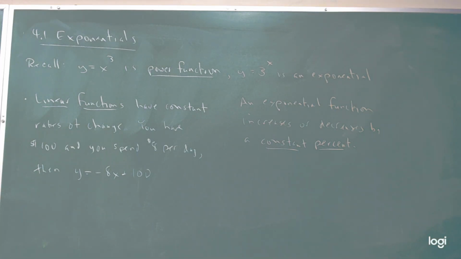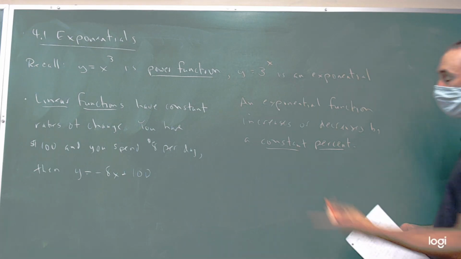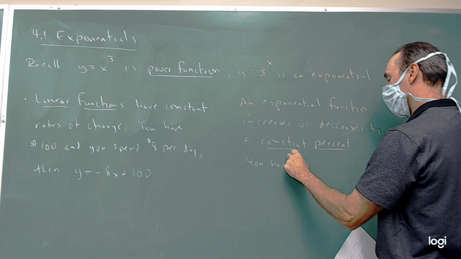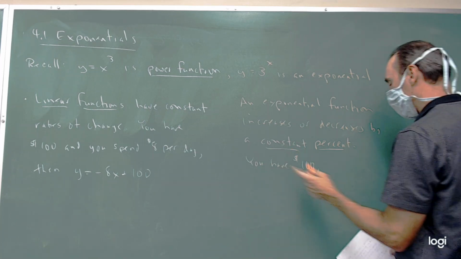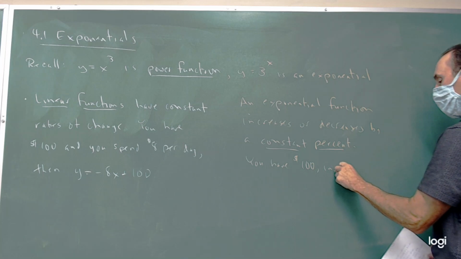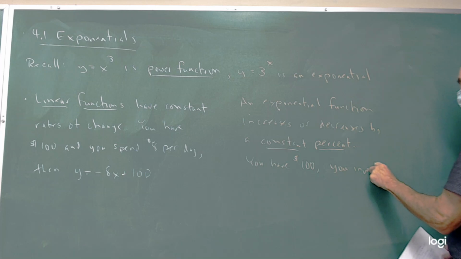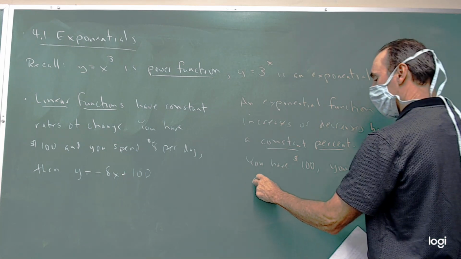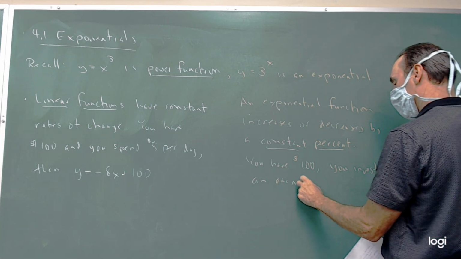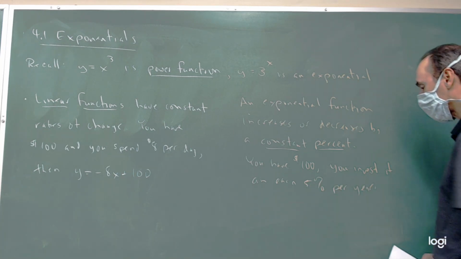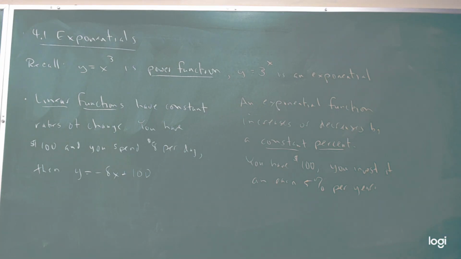As an example, say you have that same $100 to start with, and you invest it and earn 5% per year. So it's increasing by a constant 5% every year.